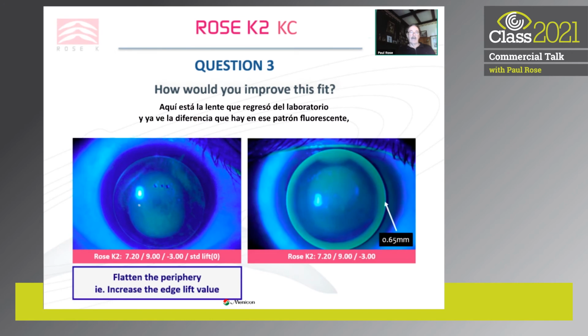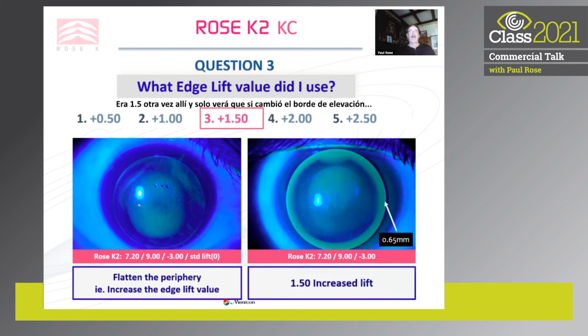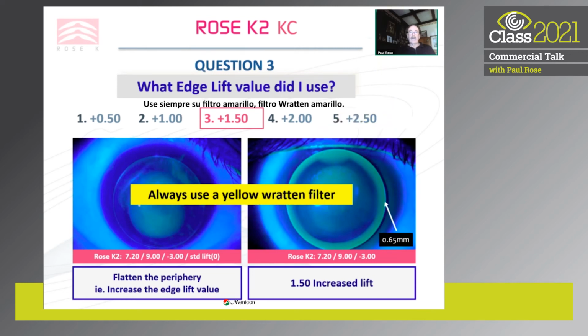Here's the lens that came back from the laboratory, and you just see what a difference there is in those fluorescent patterns. We have a lovely band of fluorescent, about 0.65 wide at the edge there, absolutely perfect. What edge lift did I use? I give you a choice of edge lifts again. It was a 1.5 again there. And you can just see by changing the edge lift how you dramatically change the pattern at the edge of the lens.